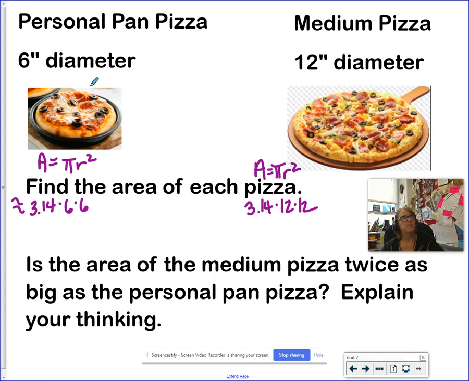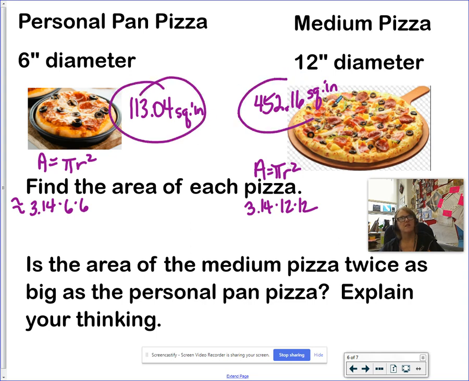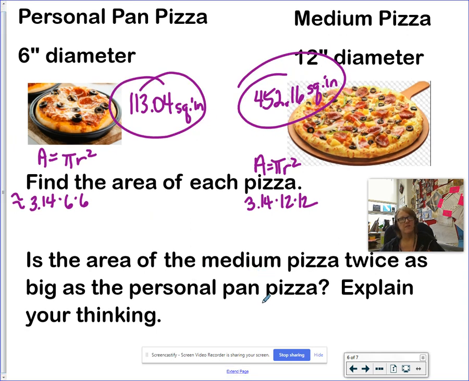This one, the personal pan pizza, is 113 and 4/100 square inches. The medium pizza is a lot bigger, 12 times 12. That one is 452 and 16/100 square inches. All right, so find the area of each pizza. Is the area of the medium pizza twice as big as the personal pan pizza? What do you think? Explain your thinking.